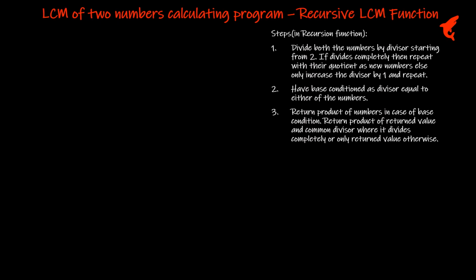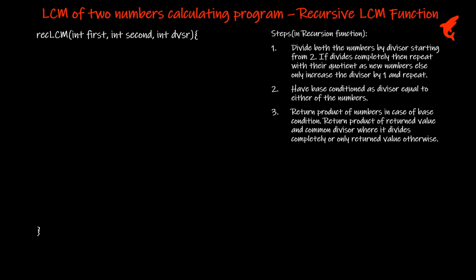So now let's look at the code of the rec LCM function. So we have this rec LCM function with three parameters: first, second, and dvsr. First will have the value of the first argument, second will have the value of the second argument, and dvsr will have the value 2. Bracket open, bracket close. Now what we need to do is that we need to check whether these two values of first and second are completely divisible by the dvsr value, and that too in the same step, right?